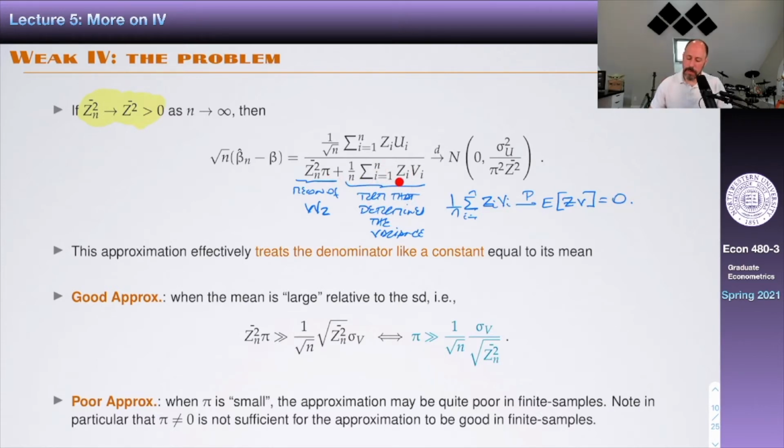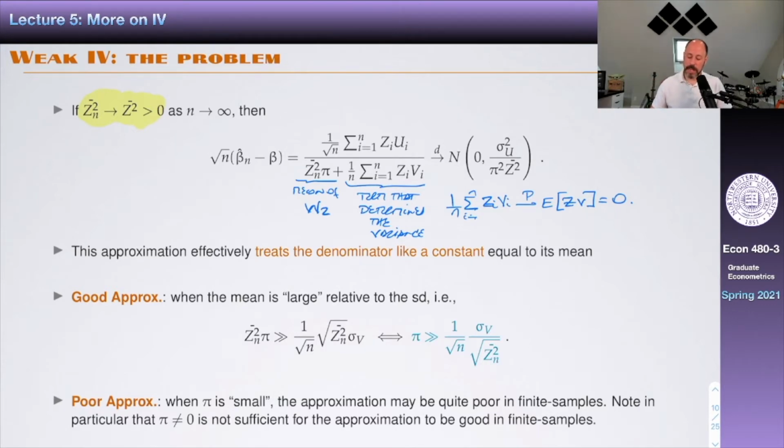So you have a random denominator, and the asymptotic normality is telling you, well, we're going to ignore the randomness in the denominator because it's supposedly going away with this. So then when is this going to be a good approximation? It is going to be a good approximation when the mean here is large relative to the standard deviation. You're treating the denominator as a constant. Its mean has to be well defined relative to the variability that you have around it.